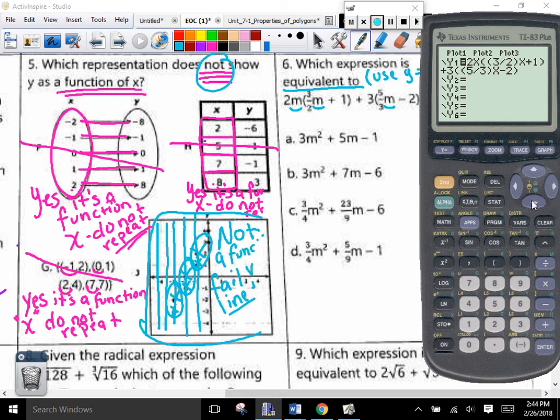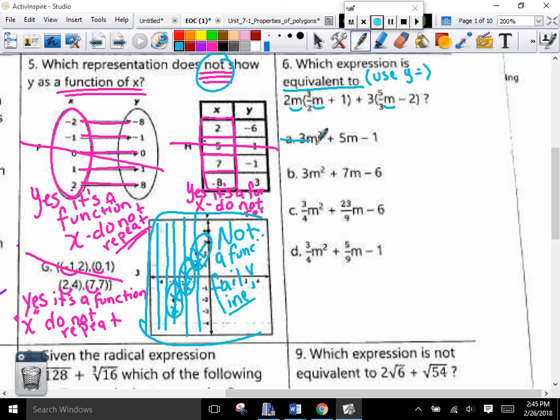So I start by putting the first answer choice, 3. Instead of the letter m, I put the x, just like the problem. Then it says squared plus 5x minus 1. Process is the same. Second button, graph. And I'm going to check to see if y1 and y2 match. -6, -1, different. 4, 7, different. 20, 21, different. So no, that is not my answer.